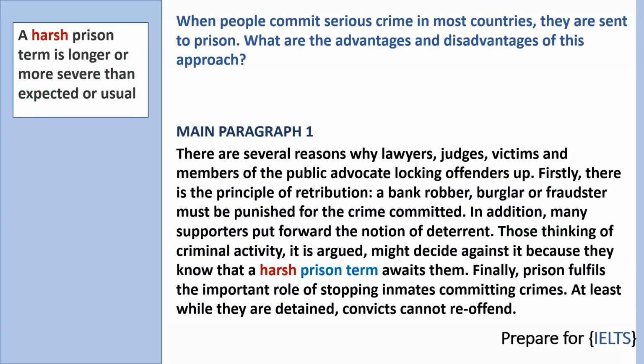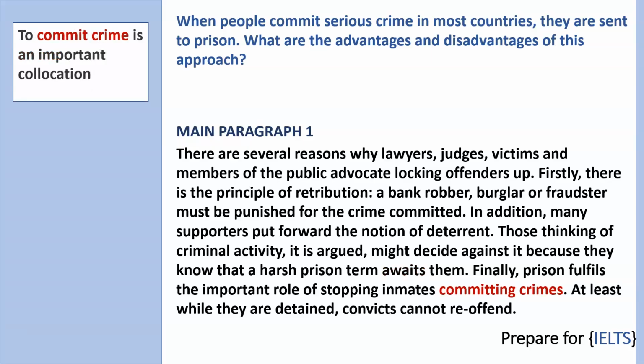A harsh prison term is longer or more severe than expected or usual, so harsh collocates very nicely with prison term. And if something awaits you, it will come to you or it will happen to you in the future.